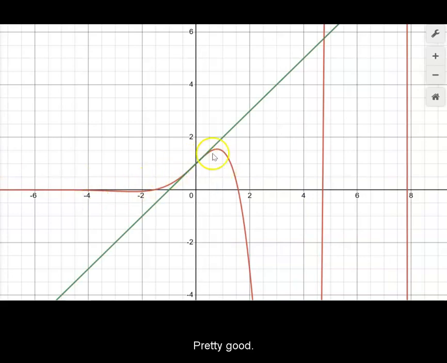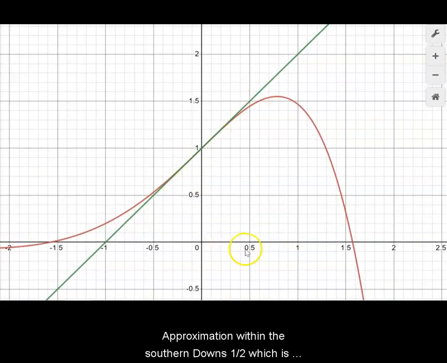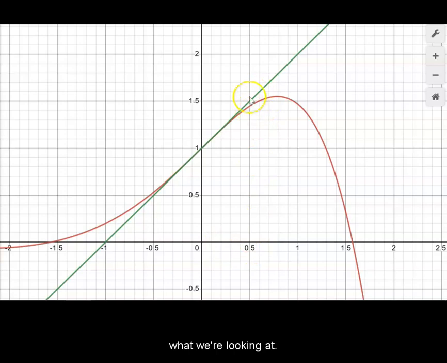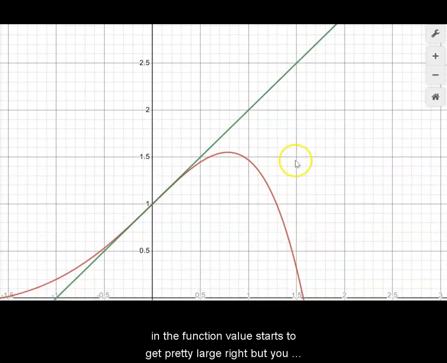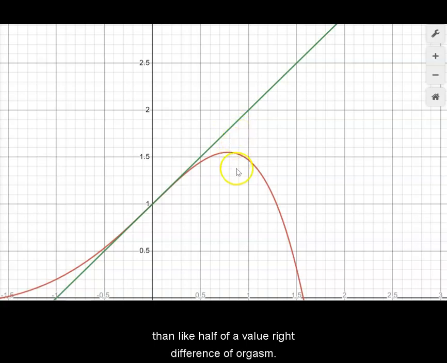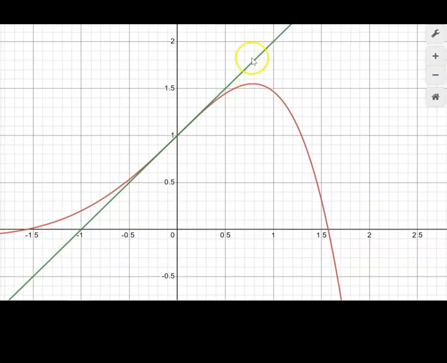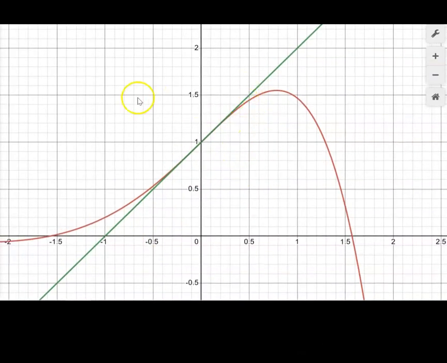So as you can see, it's a pretty good approximation within a certain bounds, right? Once you get past 1/2, which is what we're looking at, the difference between the tangent line and the function value starts to get pretty large. But up until this point, it's a difference of a little more than, I guess, 1/4. But here at 1/2, it's still very close in value for both of these.